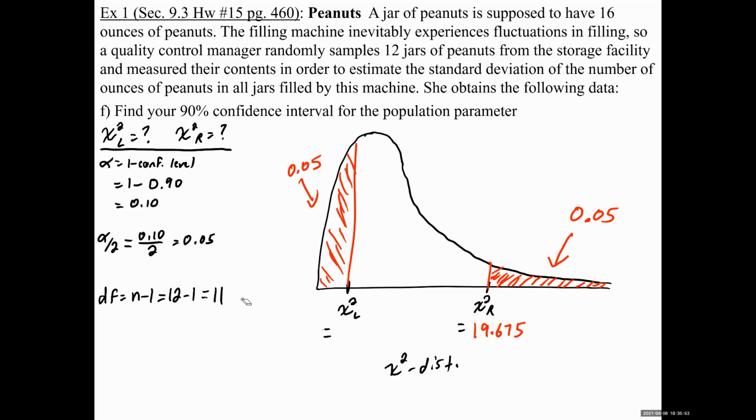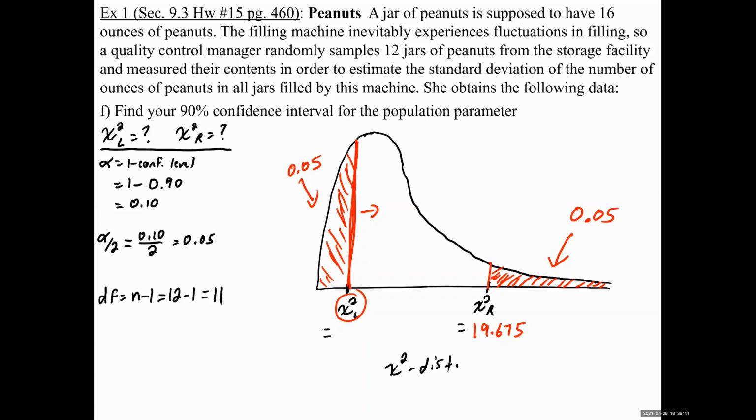All right, now, how do you find chi-square left? I need to know the area to its right. I know the area to the left of it, but I need to know the area to the right. When I say area to the right, I mean from this line to the right forever.